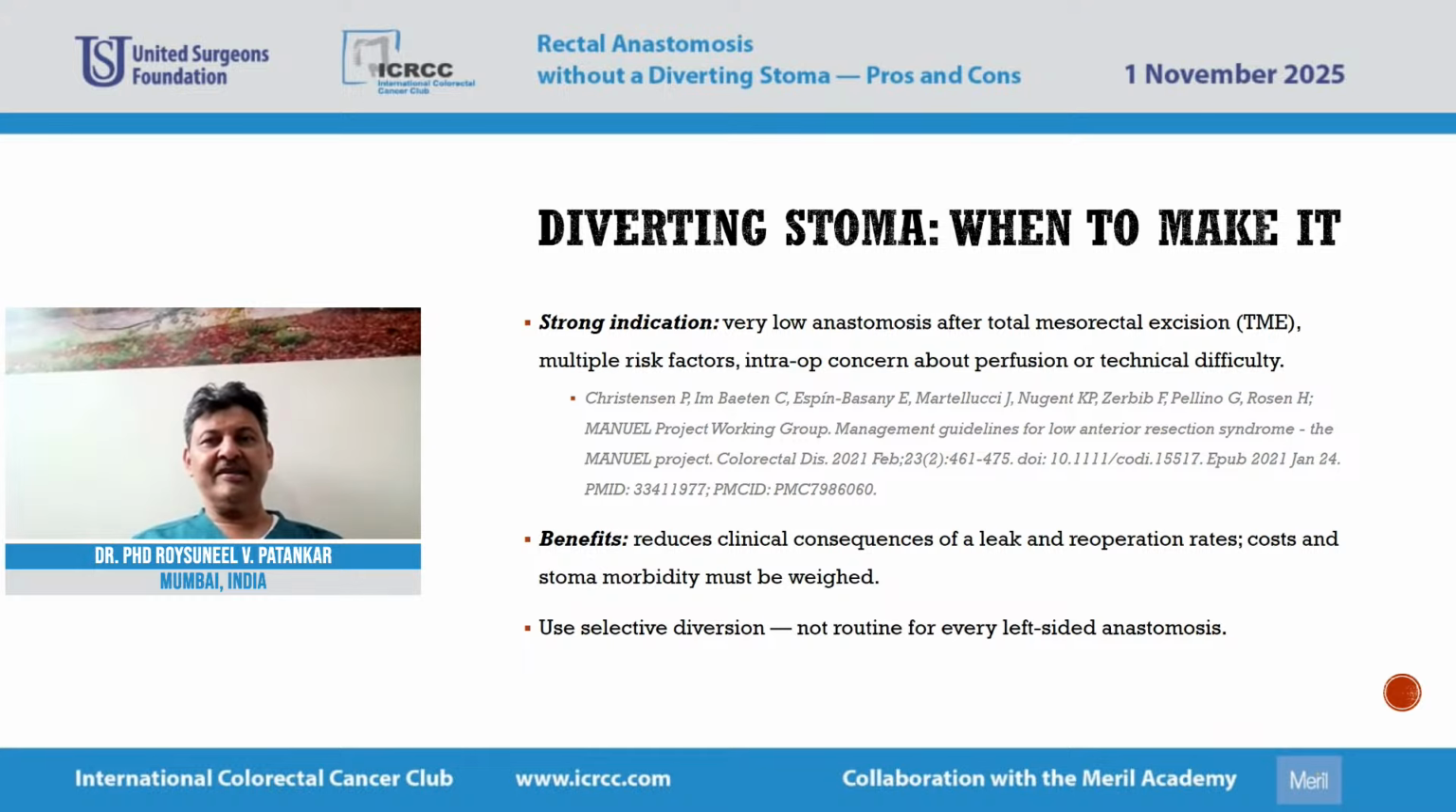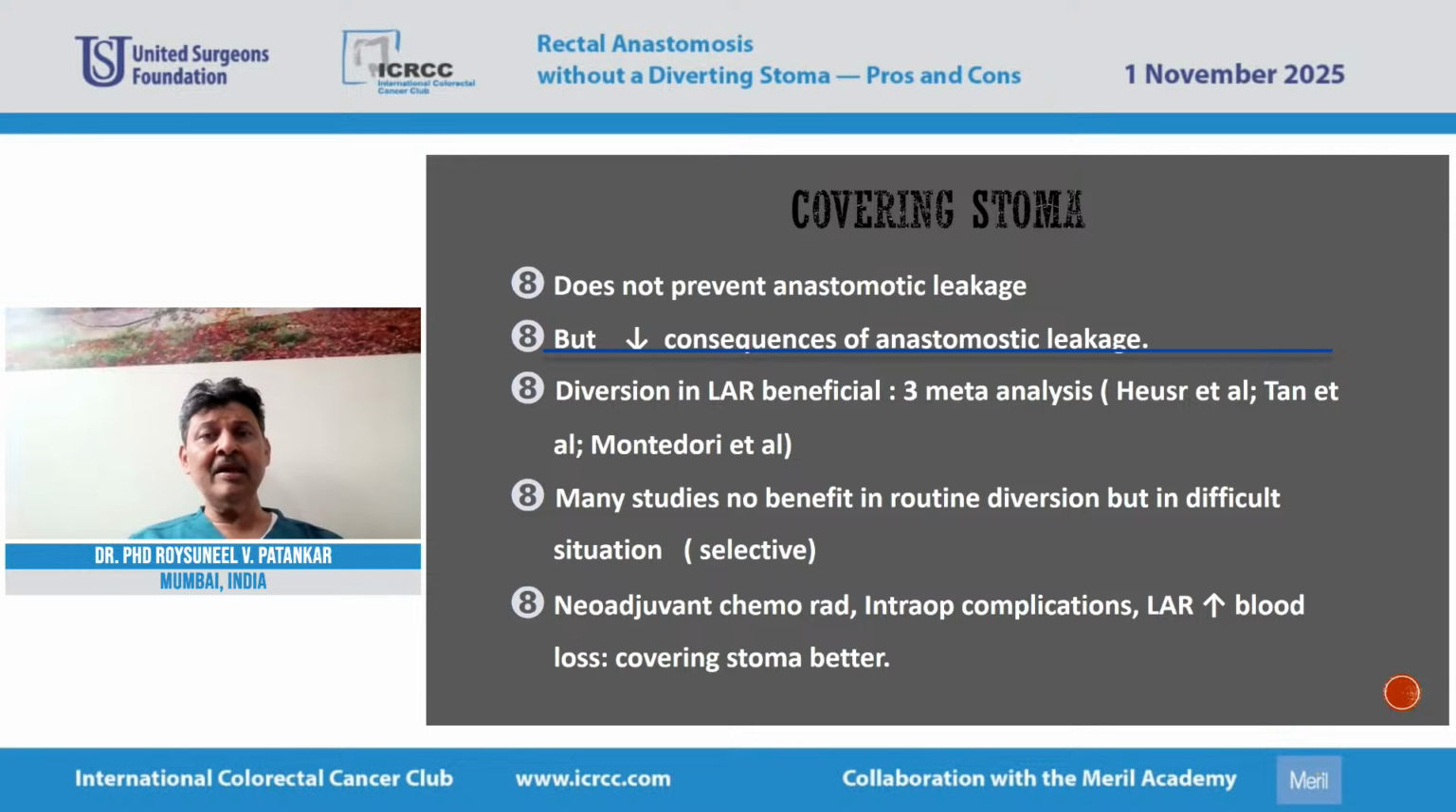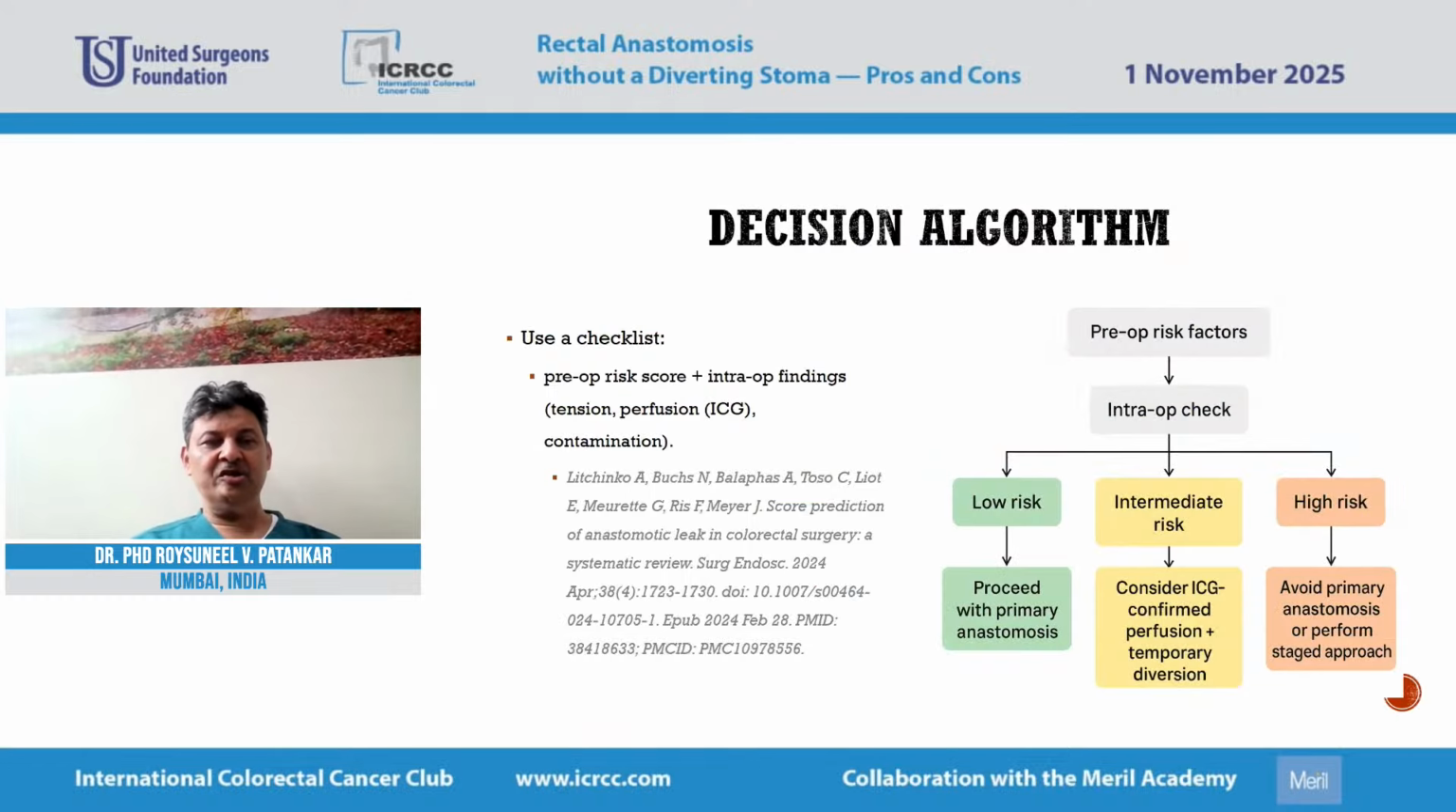I think an important factor affecting the quality of life of a patient is a diverting stoma. If you had asked me this question about 7 years ago, virtually all low anterior resections had an ileostomy done in our unit. We are a high volume GI unit, and over the last 7 years, even in patients who have had preoperative chemoradiation, if we find that we have no tension and good vascularity, we have started doing ileostomies only selectively. We do know that covering stomas do not prevent leakage, but decrease the morbidity and the consequences of the anastomotic leak. There are many meta-analyses on this, but I will keep my discussion short.